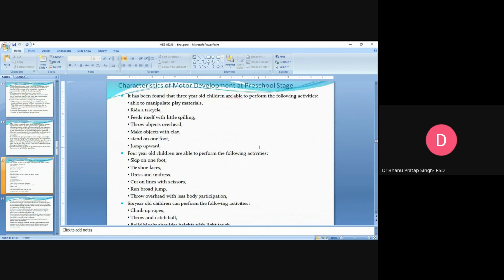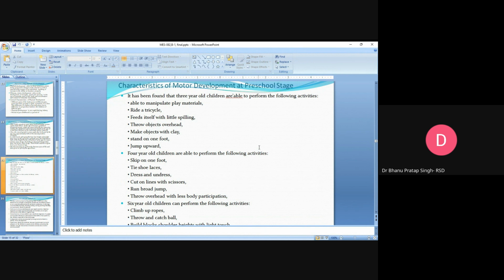This is the characteristics of motor development at preschool age. It has been found that 3-year-old children are able to perform the following activities. Means if the child is 3 years old, he or she will be able to manipulate material, ride a tricycle, feed itself with little spilling, throw objects overhead, make objects with clay, stand on one foot, and jump upward. These are some basic characteristics of the child as far as motor development.